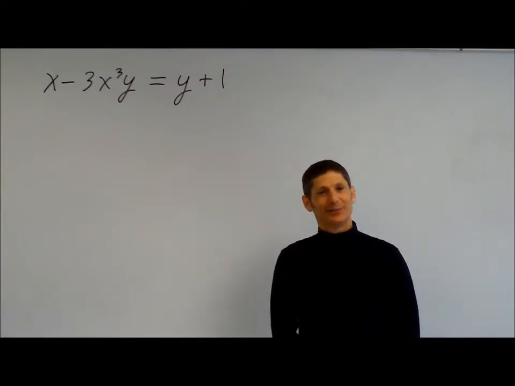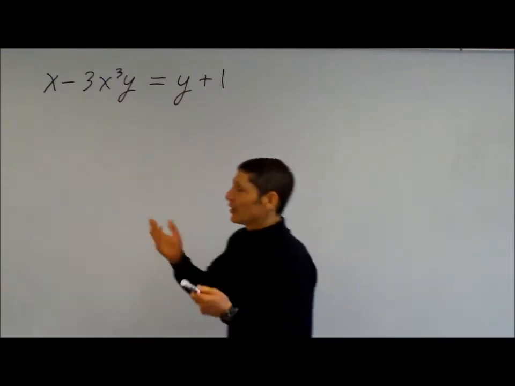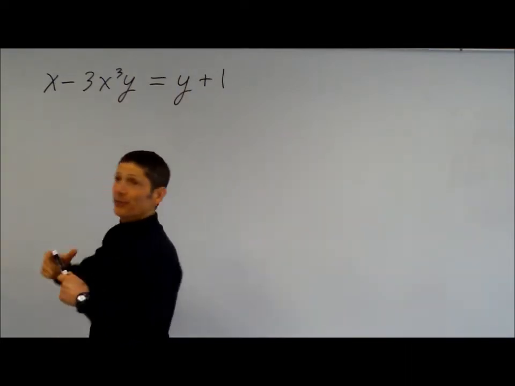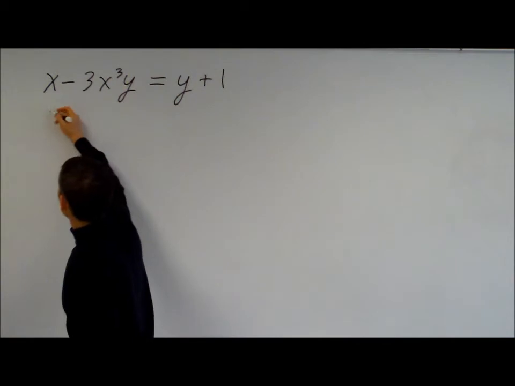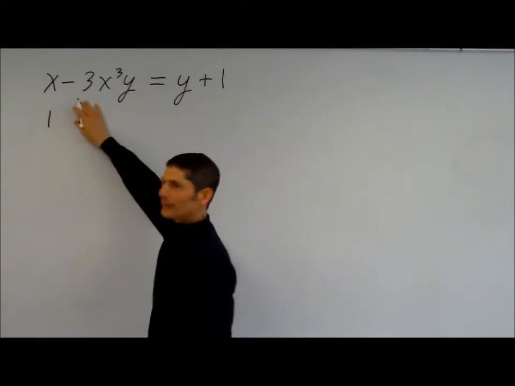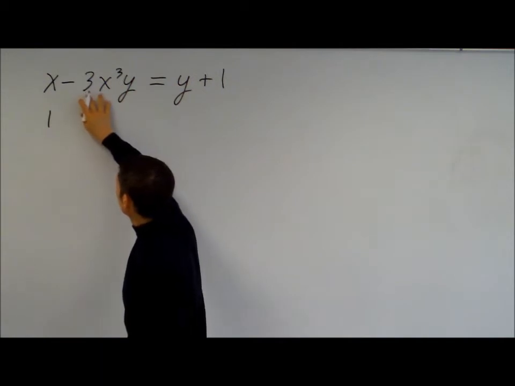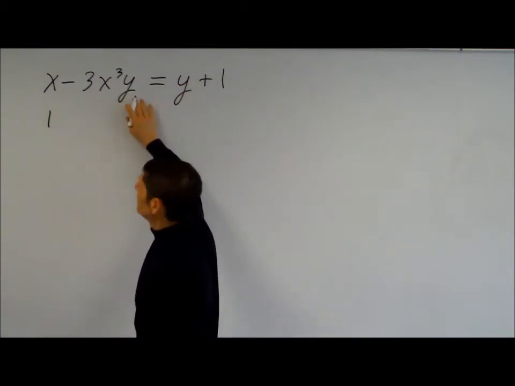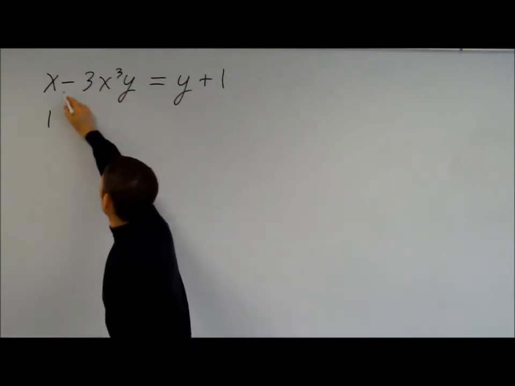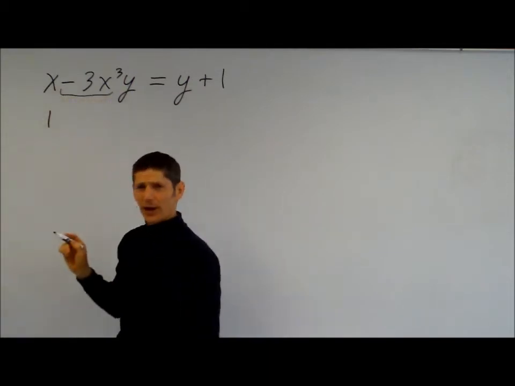Classic implicit differentiation problem. Ready, Ms. Stewart? I'm ready. All right, here we go. So remember, I'm just taking the derivative of each term. The derivative of x, of course, is 1. This is already a toughie, I can see. This is going to be something with an x times something with a y, so I'm going to use the product rule on this.